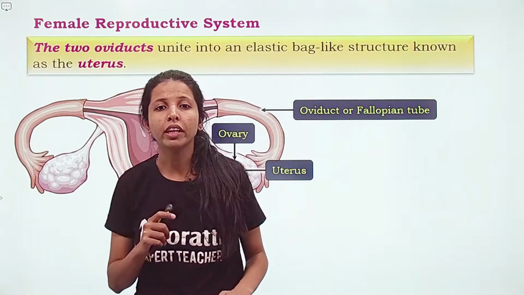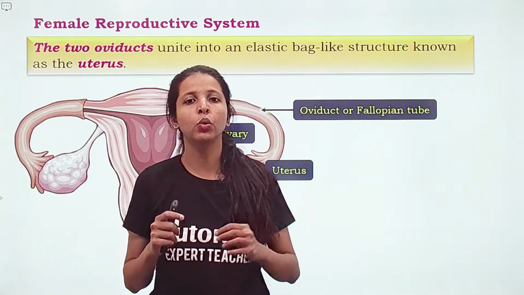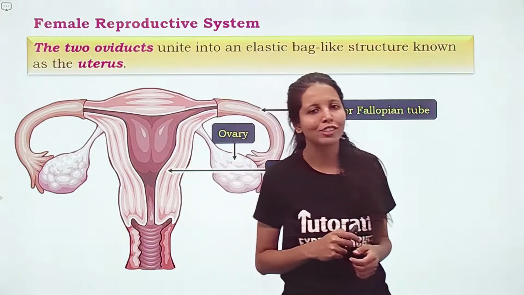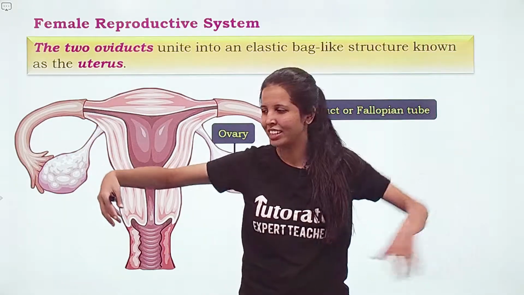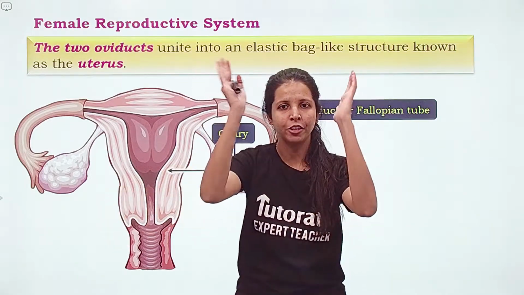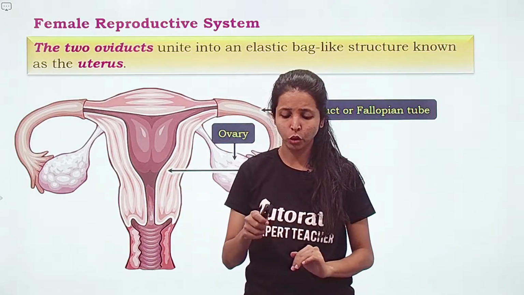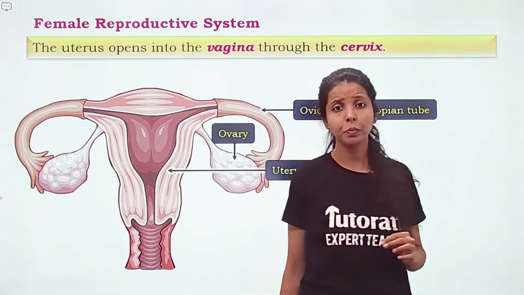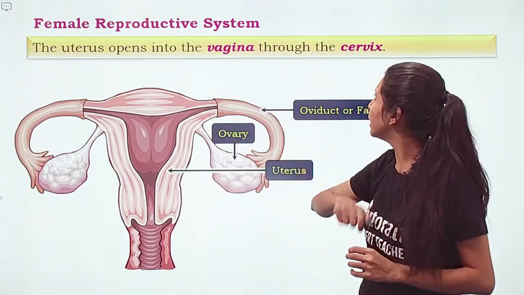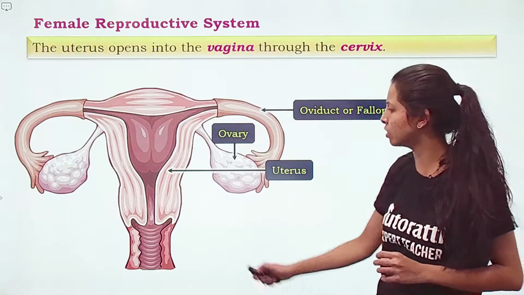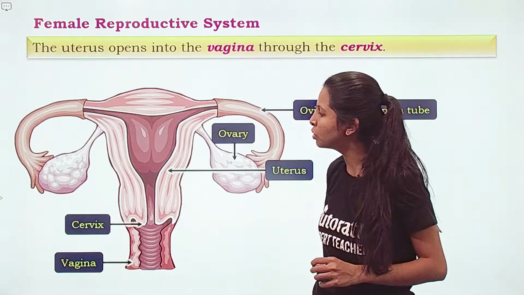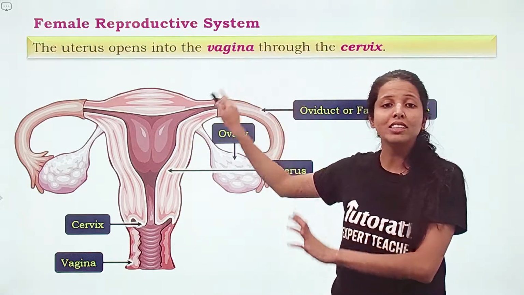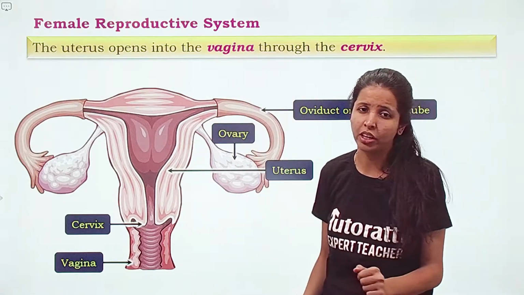The two oviducts unite into an elastic bag-like structure which is called the uterus. As you can see, the structure is something like this. The oviduct unites in a bag-like structure known as the uterus. The uterus opens into the vagina through the cervix. So this is the opening. Here is the vagina, and the cervix. So these are the labelings of your female reproductive system.